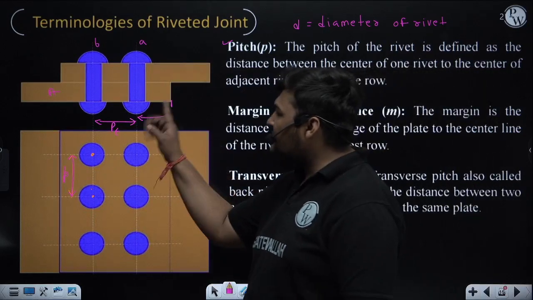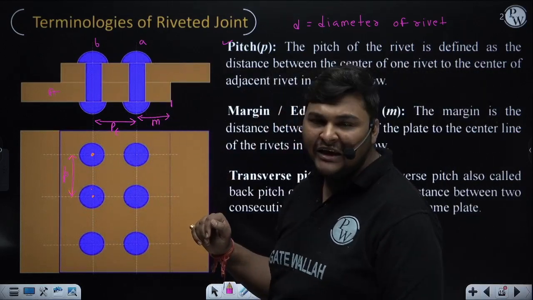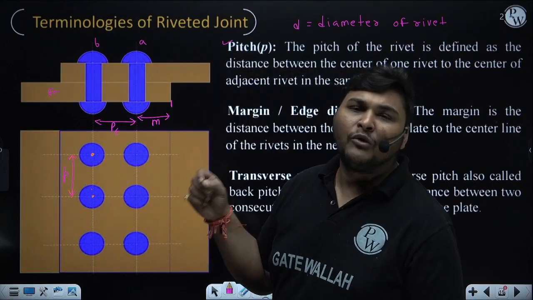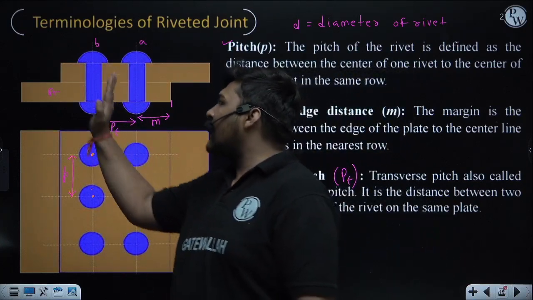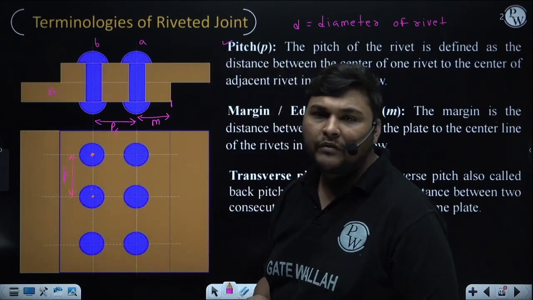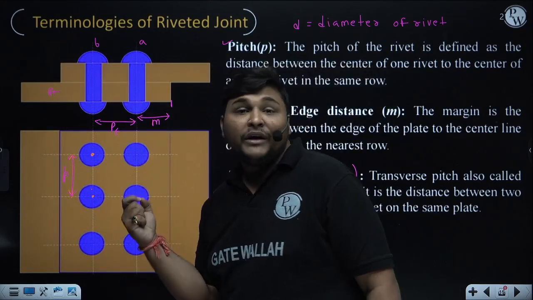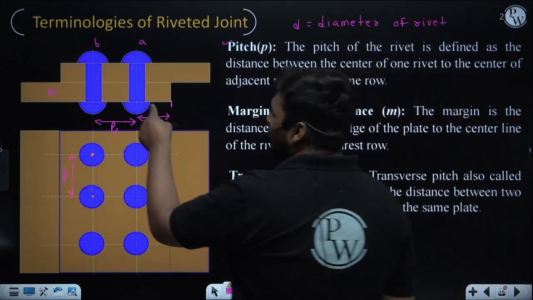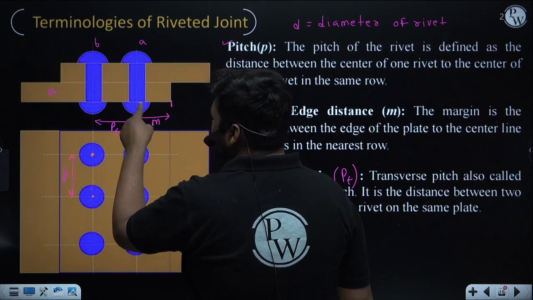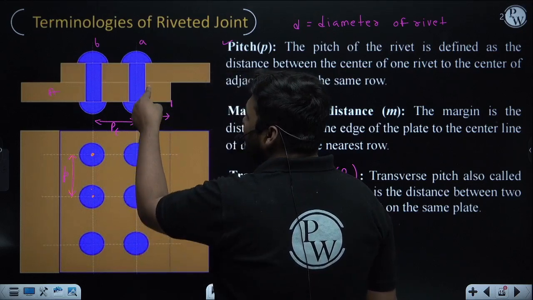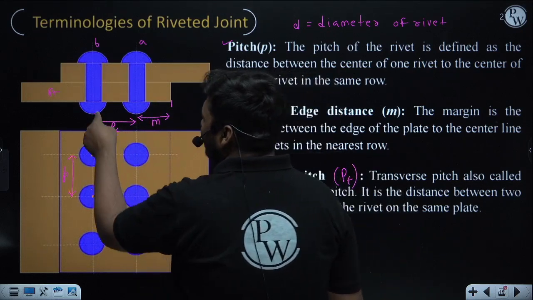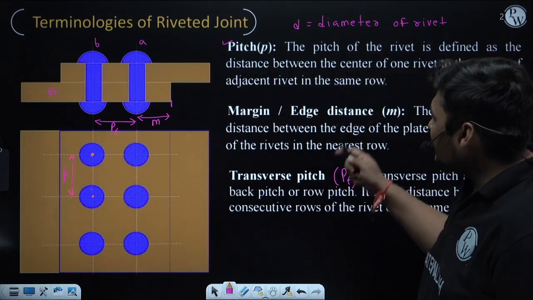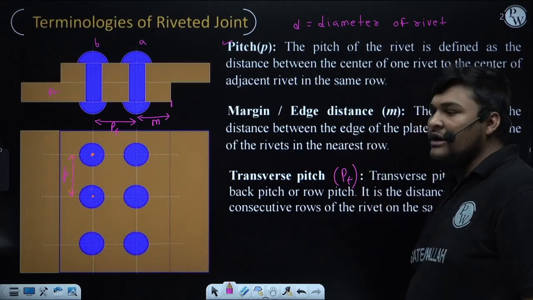So after m distance from this edge comes the first row, row A, and after PT distance row B. Suppose it is a triple row, so one more row, row C, also comes. After again PT distance we will place the C row. Right now it is a chain pattern. In the chain pattern we already know the arrangement of rivets in each row will be the same. So the rivets which we placed in row A, in the same manner we will place the rivets in the next row, row B. So this is the significance of pitch, margin and transverse pitch.